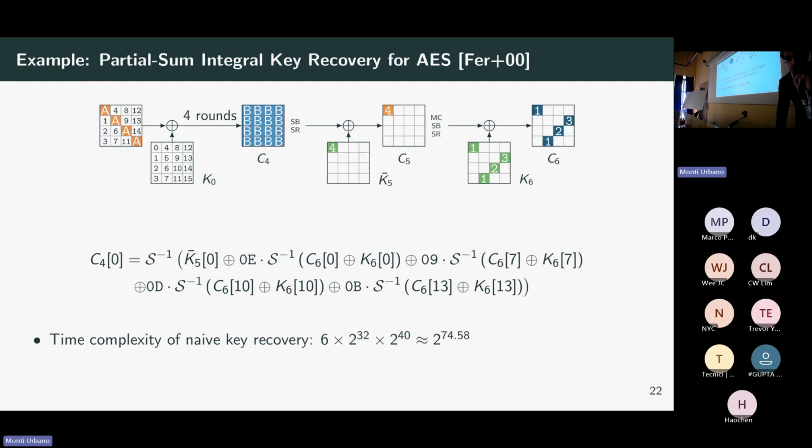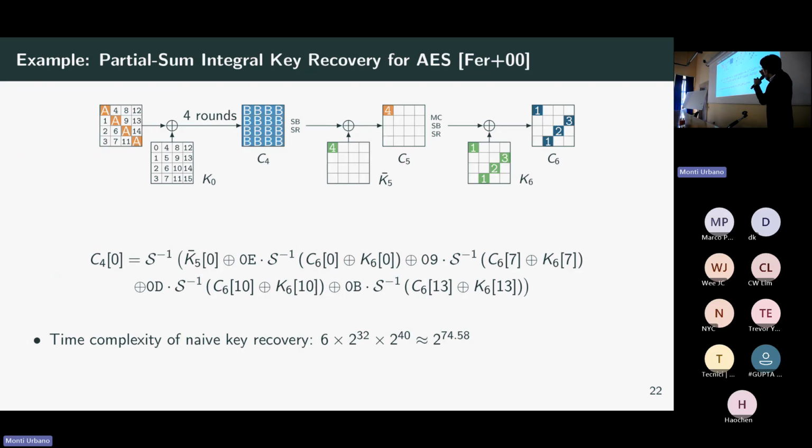And let me give you an example. This is a 6-round integral attack on AES. As you can see, if you activate the diagonal of input, then we have a balance property after 4 rounds. Then we attach 2 rounds for the key recovery. Imagine you want to retrieve the first cell of C4 at the top.